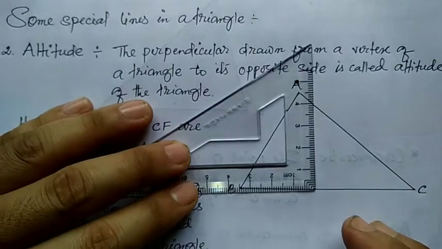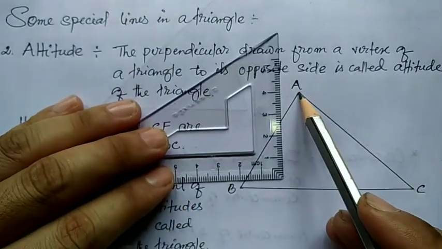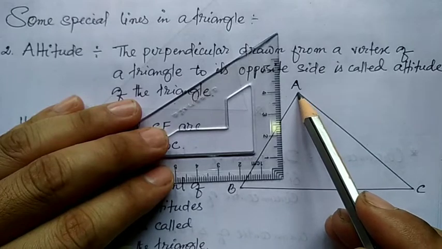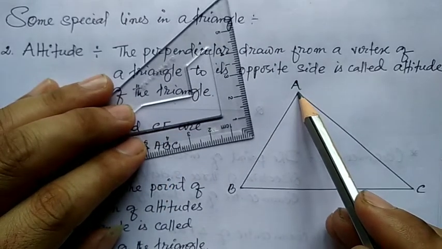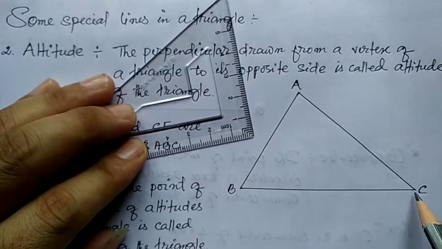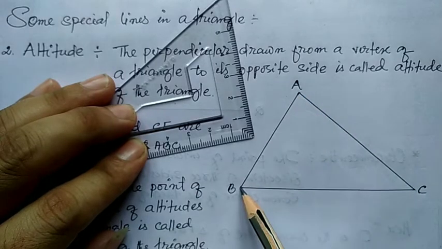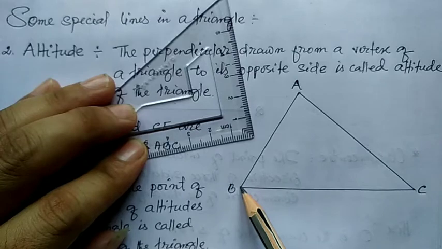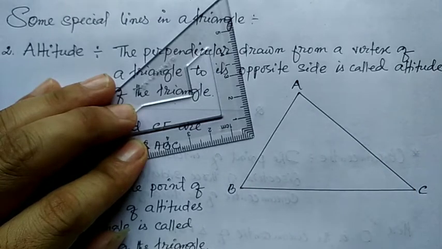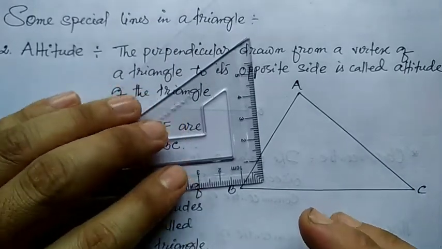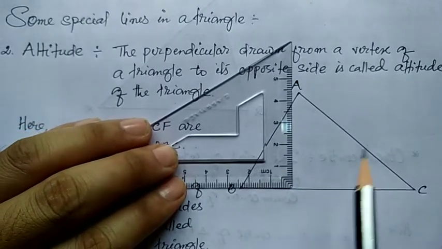How to do this? Now let's draw a perpendicular from vertex A. For this vertex A, the opposite side is BC. Like that, for vertex B, the opposite side is AC. Now let's draw from vertex A, the opposite side is BC.